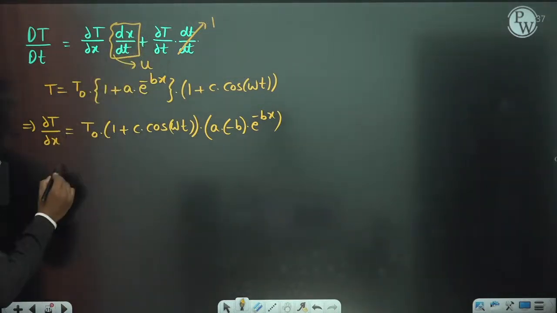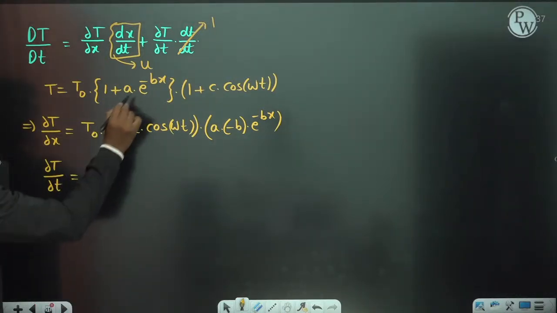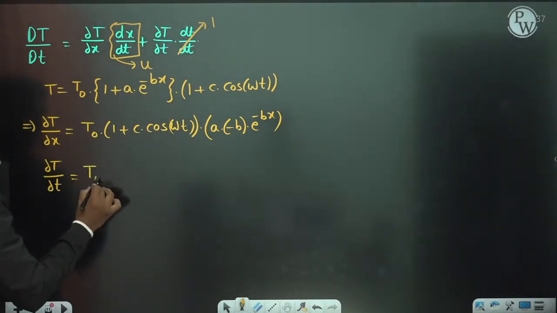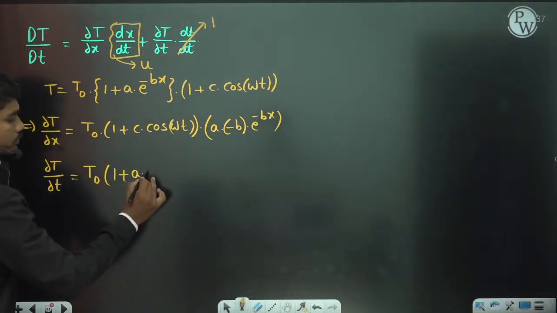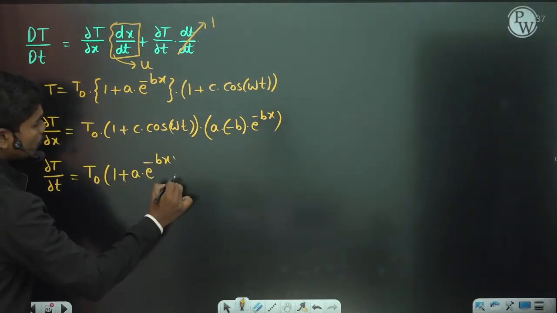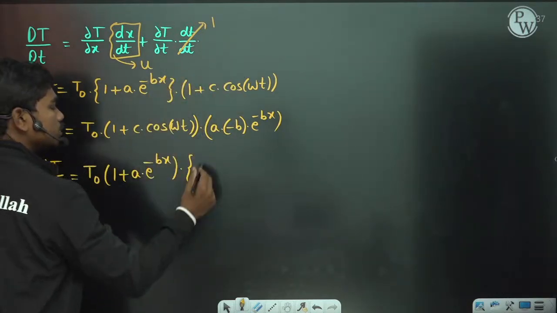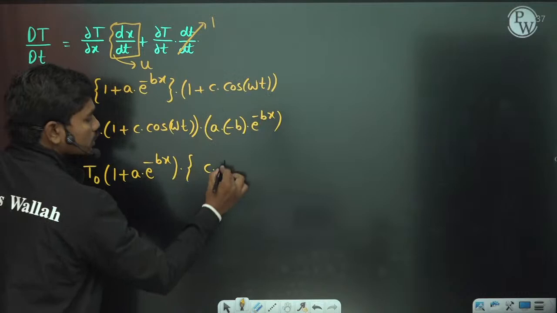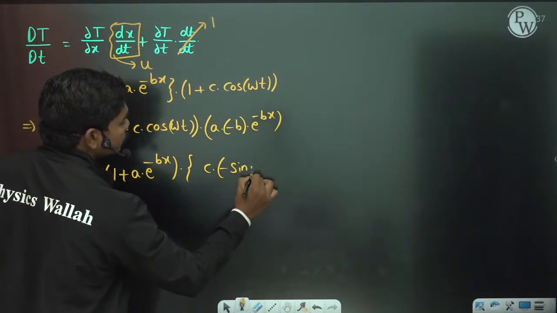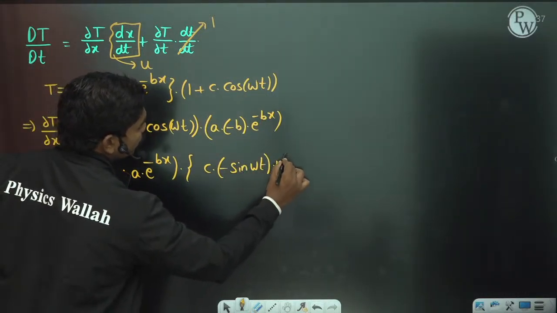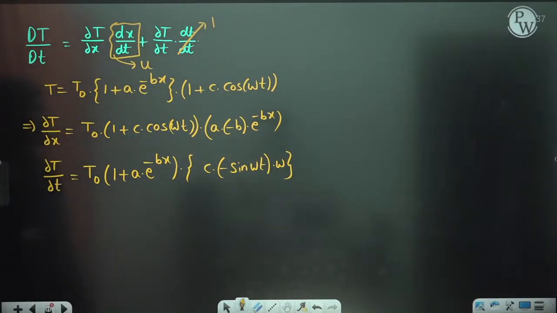Next, what is dou T by dou t? Dou T by dou small t is equal to, if you differentiate again, T naught into (1 + A e^(-bx)), which is a constant value, multiplied with the differentiation of the other factor with respect to time: the differentiation of 1 is 0, c is constant, and the derivative of cos is minus sin omega t into omega. Correct? So this is the function.